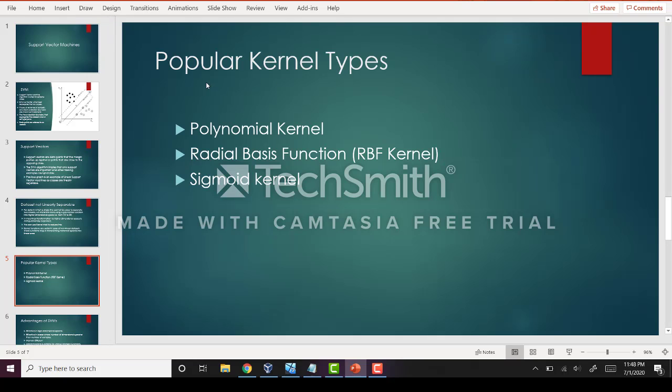There are several types of kernels, but we'll look into the popular ones. The polynomial kernel, radial basis function RBF kernel, and sigmoid kernel are some popular kernel types.